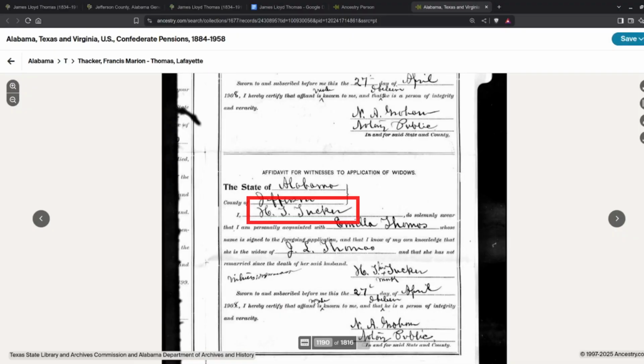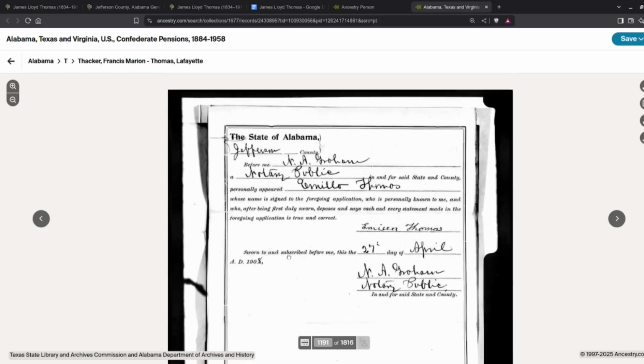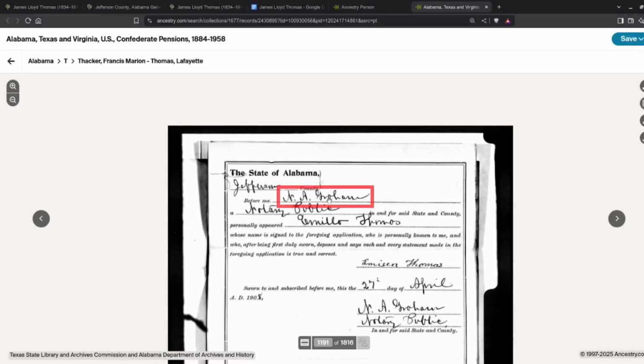H.T. Tucker is another witness. And we have a third witness, N.A. Groban, it looks like. So we want to make note of them. Whether we ever research them or not may not happen, but we want to make note. All right.